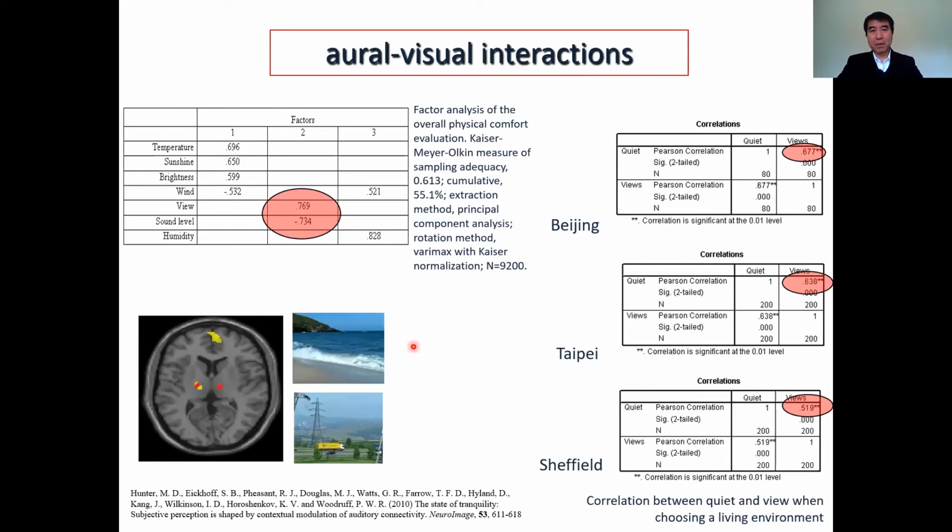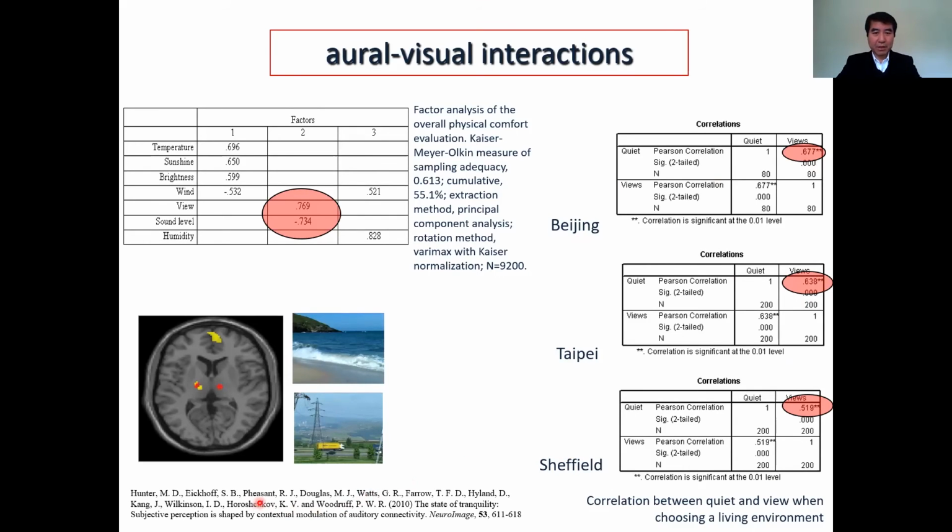So a lot of research has been done. This is a study. We ask people to evaluate different aspects: temperature, lighting, wind, and we did a principal factor analysis and found view and sound level always within one kind of principal component. That means audio-video interaction is quite important. And another study: we ask people, when you choose a living environment, what do you consider? Many factors like transport, view, and quietness. And again, quiet and view are always related. That's the same in Beijing, Taipei, and Sheffield. So people who like a quiet environment also like better views. So this shows human beings' basic demand in terms of sound and visual aspects.